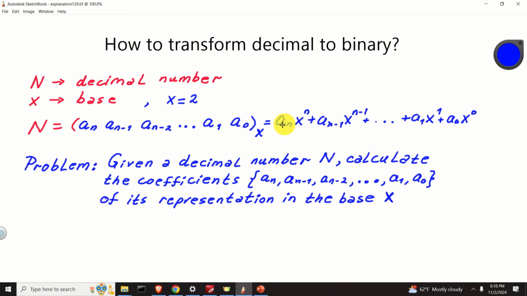If we follow the general rule, we will represent this number over here in the base of x as a decimal number by taking the coefficients and multiplying the coefficients by the corresponding powers of x. And this is how we go from a binary to a decimal. So here is now a problem. Given a decimal number N, that is given N, calculate the coefficients an minus 1, an minus 2, a1 and a0 of its representation in the base of x. And this is the problem that we need to address.